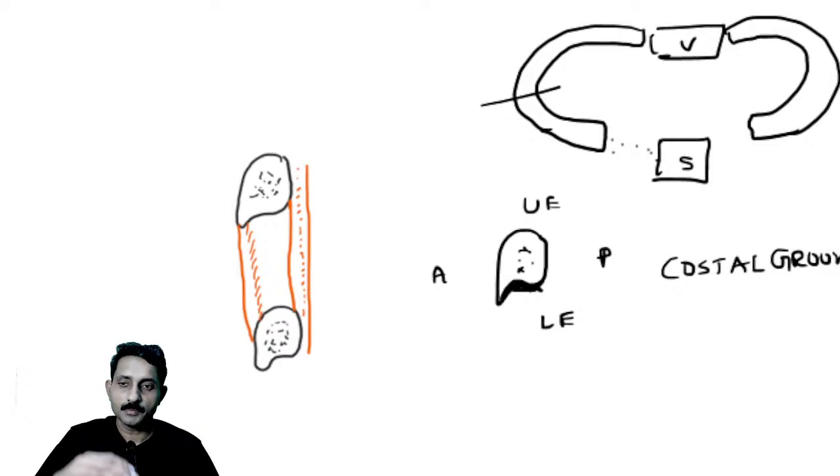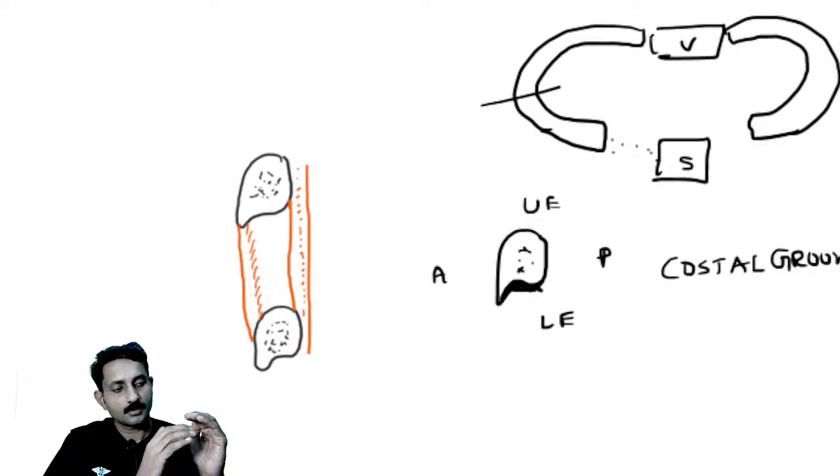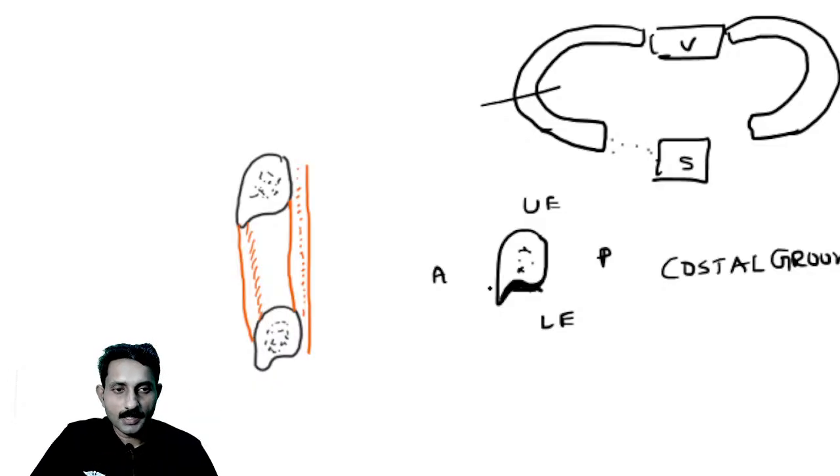The structure of the rib will have an upper part and a lower part. It will be just like this. In the lower part, you will see a small groove that's called the costal groove. In the costal groove, we'll have all the neurovascular structures present here.